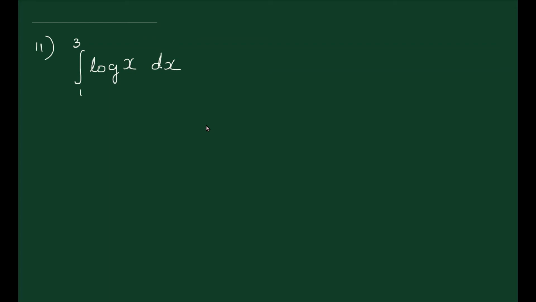So here what we do is we integrate by parts like this. That is, log x can be written as log x into 1. Now do you remember how to do it? Yes, and we use the rule LAE, where logarithm comes first, algebraic term comes second, and E means exponential term. In this case, there is no exponential term, only log is there and the algebraic term is there, isn't it?